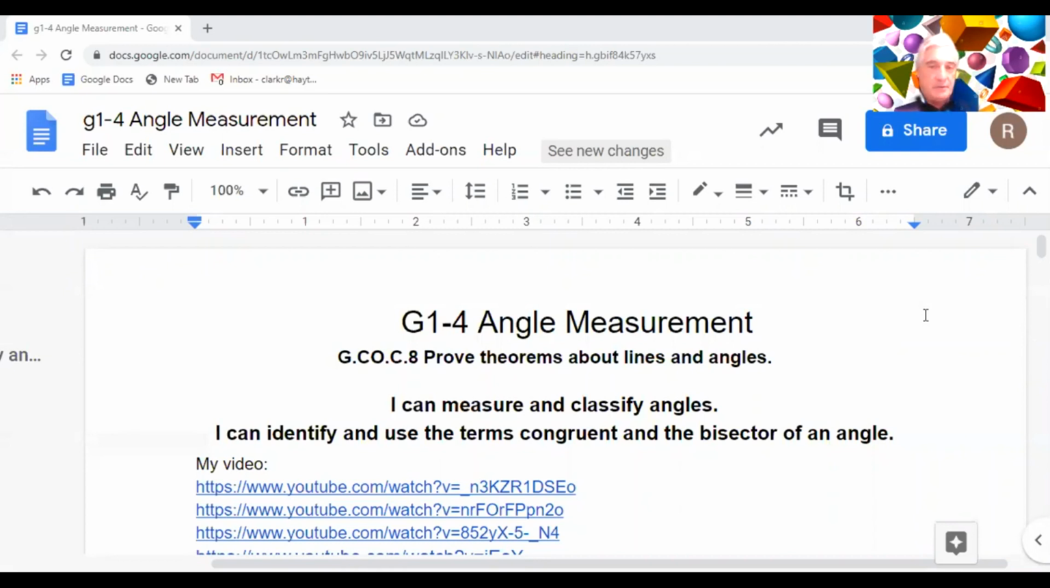G.CO.C.9: prove theorems about lines and angles. We now have some lines in geometry we've studied recently. To prove theorems about angles, now we have to get some angles. Some of you already know much of this from 5th grade, but we'll see what we can add to your knowledge. The I can statements are: I can measure and classify angles. I can identify and use the terms congruent and the bisector of an angle.